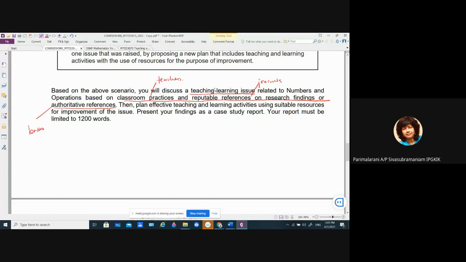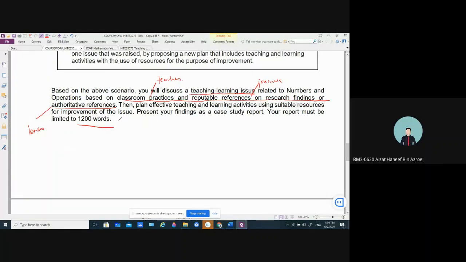So you must tell us what is the issue, how did you know about the issue, who told you, and if it's from the journal, you must put in all the citations and everything. Explain the whole issue. Use examples, drawings, illustrations, and explain the issue. Okay? So this is 1,200 words. That's about how many pages?